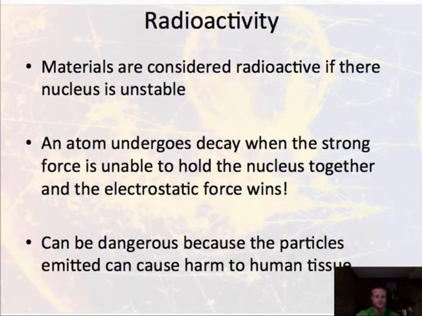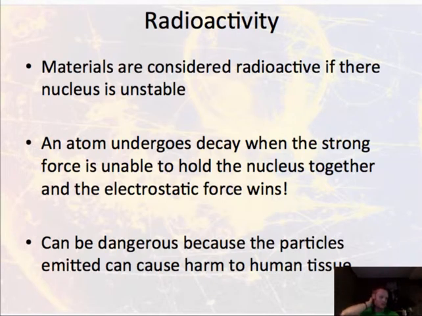Okay? Kind of a refresher from previous lessons, we talked a little bit about what radioactivity is. Basically, a radioactive material is something that has an unstable nucleus. That strong force isn't able to hold that nucleus together, and the electrostatic force is starting to take over and it's starting to punch things out. It's starting to shoot things out of the nucleus. Whether it's an alpha particle, a beta particle, or a gamma particle, things are being shot out of that nucleus.